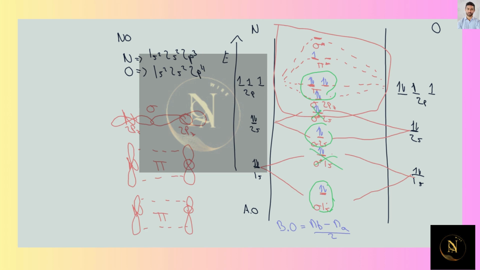Okay? So we're going to have a total of 6 bonding electrons minus 1 antibonding electron, divided by 2, which gives us a bond order of 2.5.